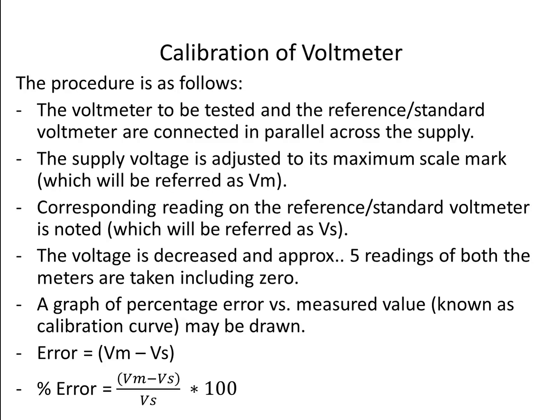the test voltmeter. So here also we have two sets of readings: Vm, that is measured value of the voltage, that is the reading of the test voltmeter, and Vs, true value of the voltage, that is the reading of the substandard voltmeter. So error is equal to Vm minus Vs. Now percentage error will be equal to (Vm minus Vs) divided by Vs multiplied by 100. Here also you can plot a graph of percentage error versus the measured value, which is known as calibration curve.